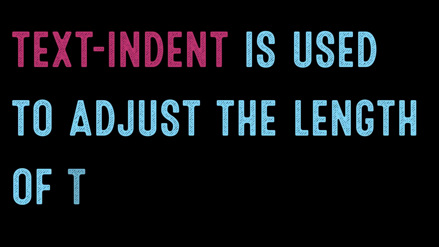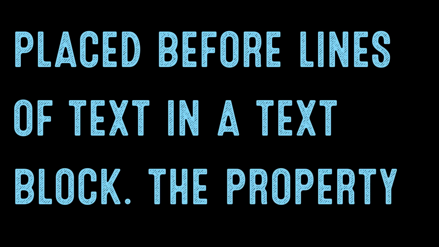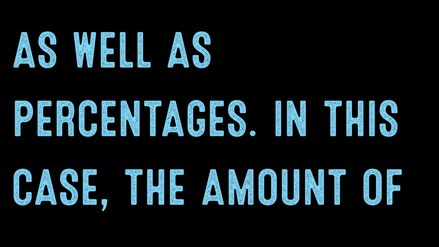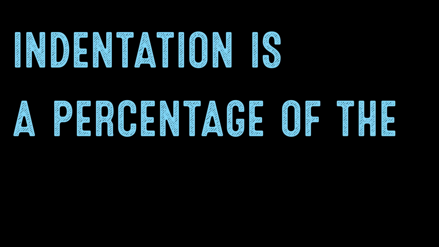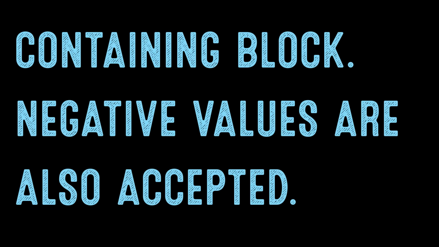The daily code snippet. Text-indent is used to adjust the length of the empty space placed before lines of text in a text block. The property accepts lengths in the units we have described previously, as well as percentages. In this case, the amount of indentation is a percentage of the width of the containing block. Negative values are also accepted.